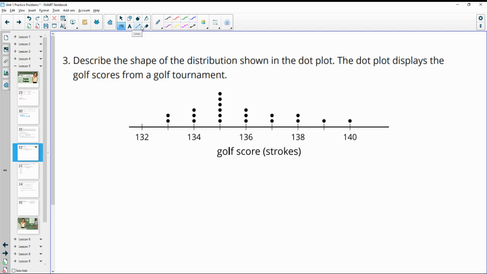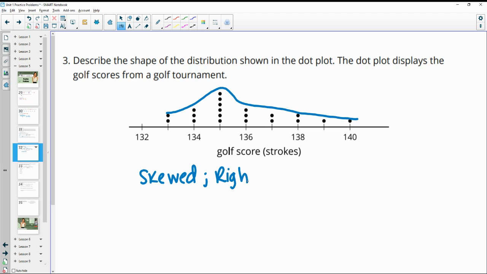So this one, we can see that it has a bulk of its data right here, but then if we think about drawing the curve around the top, all of a sudden this one goes further, right? So this tail on this side is further. That means that it's skewed. So it's a skewed distribution and it's skewed to the right, meaning that the tail is longer on the right. We have more data on the right side of this graph than we do on the left.